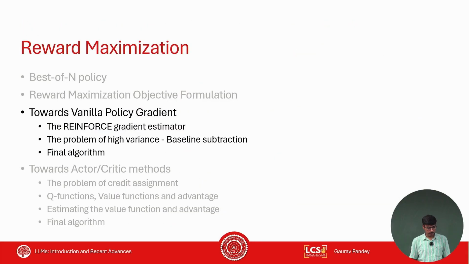So now we'll look at the first algorithm, which is vanilla policy gradient, and we'll see what the vanilla policy gradient algorithm looks like. This has three parts. We will first talk about the REINFORCE gradient estimator, how to estimate the gradient of the loss function that we are trying to maximize or minimize, and then we'll look at the problem of high variance, and finally we will have the vanilla policy gradient algorithm.